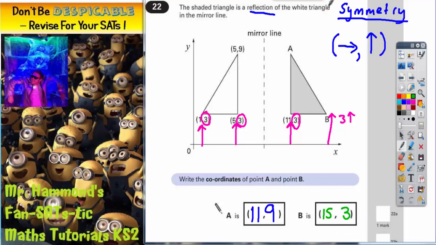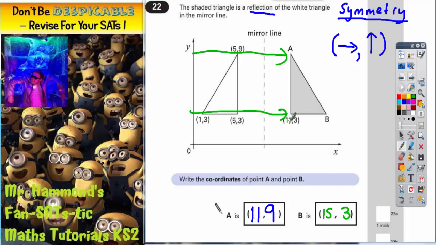The best advice I can give you with that sort of question is just to make sure you're looking to see what each coordinate is level with. So just to recap, point A is level when you're going along with this point. It's the same distance along, that's where the 11 comes from. And when you're going up, it's level with this point, which is 9 up, which is where the 9 comes from. So it's 11 across and 9 up.